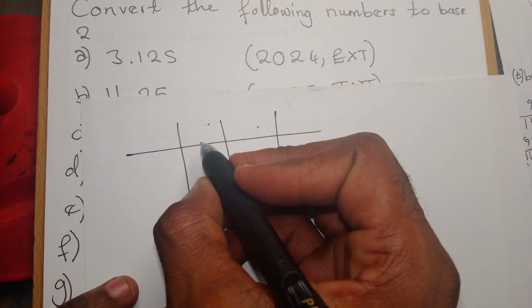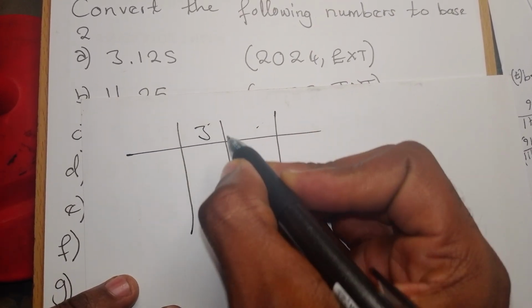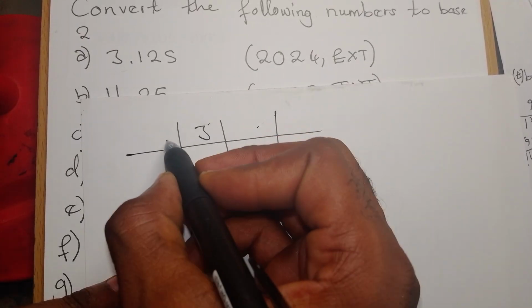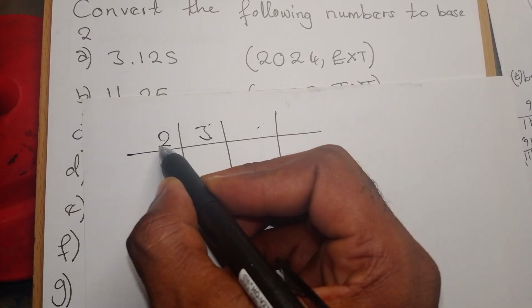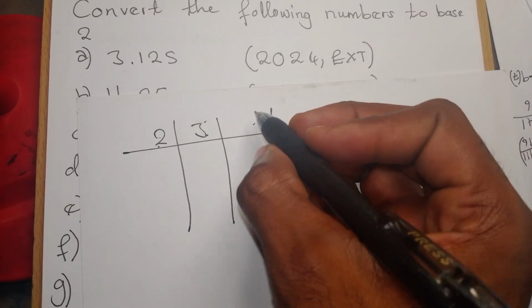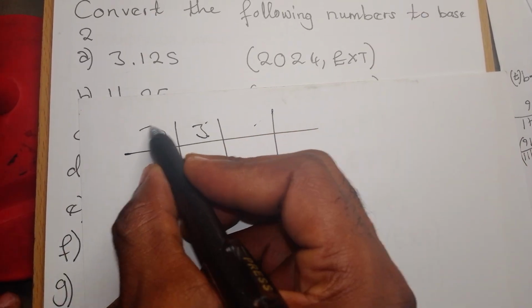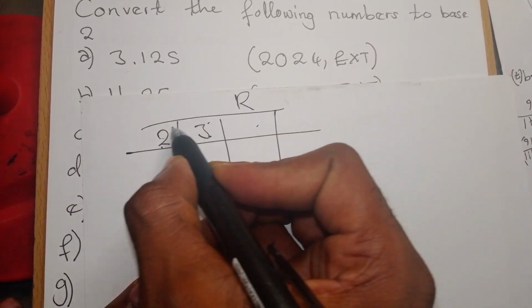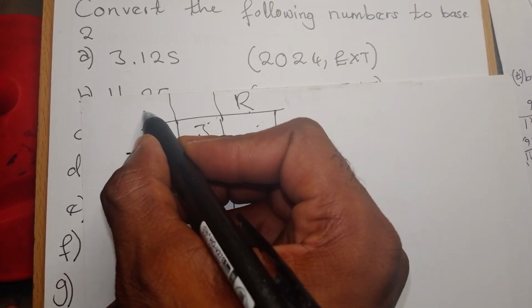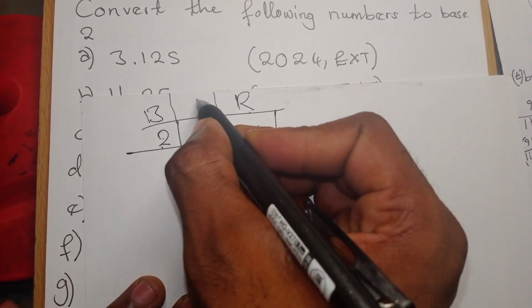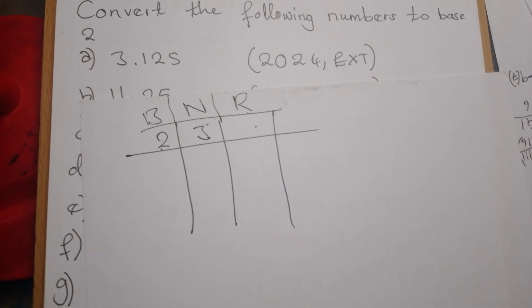I don't know if it was grade 5 or 3. So you can just divide 3 by 2, and then you write your remainders this side. You even write what you normally write on top. You have the remainder here, and then you have the base here, and then you have the number here.